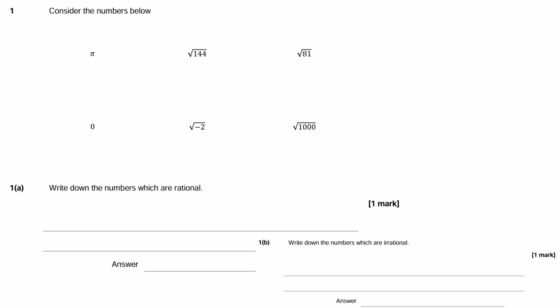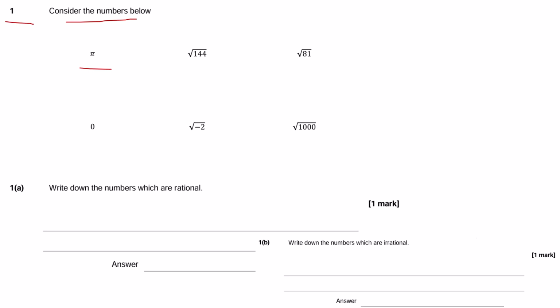GCSE 9 to 1 maths, looking at types of number, rational and irrational numbers, in hopefully 58 seconds. Okay, let's go. Question number 1: consider the numbers below.